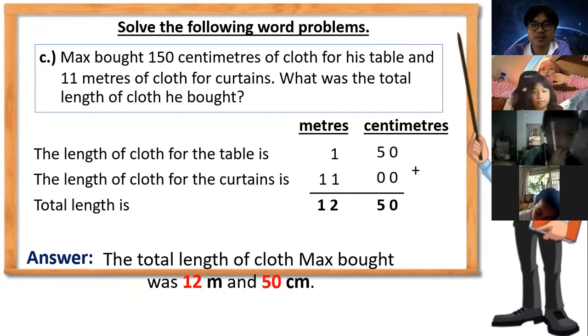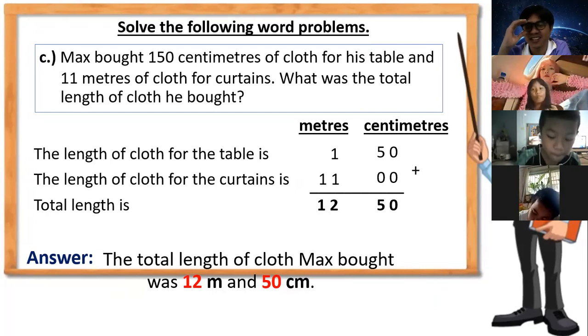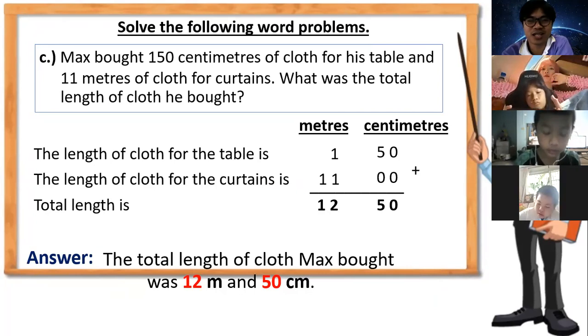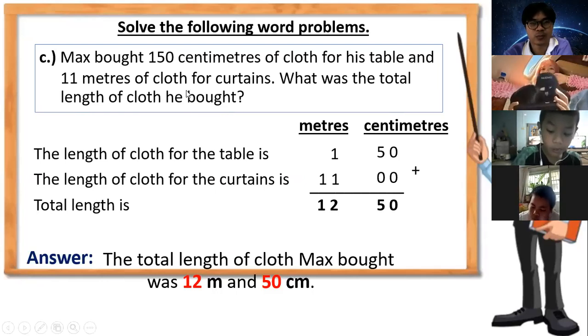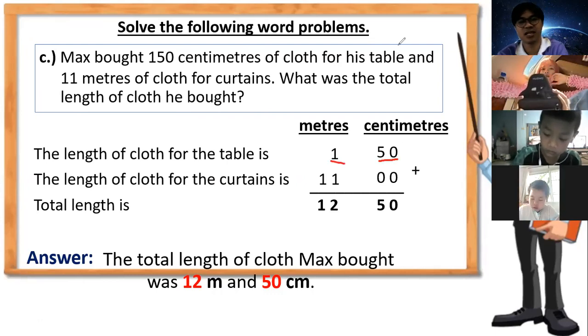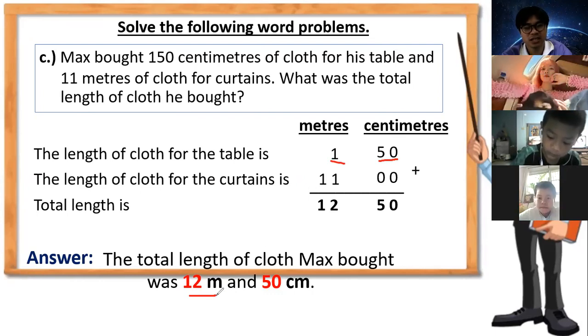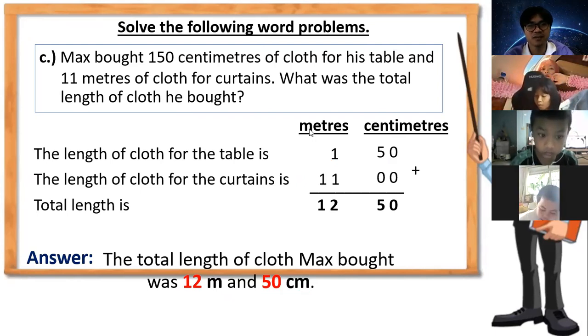This is how we solve this problem. So just follow there. You need to understand and read carefully the problem. So what is the total? What was the total? This is plus. So you add meters and centimeters. 150 centimeters, we separate here in meters and centimeters. So you got the answer of 12 meters and 50 centimeters. Okay, last letter D, because our time is running, 7 minutes more.